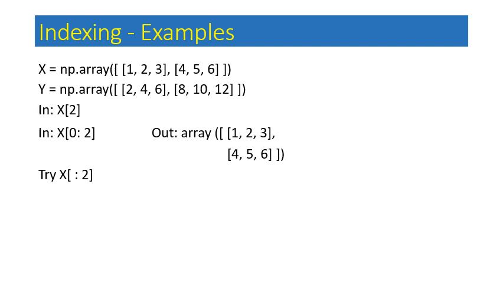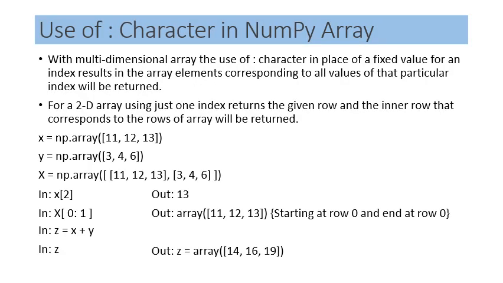So slicing an index could be, for example, x = np.array([1, 2, 3, 4, 5, 6]), and y = np.array([2, 4, 6, 8, 10, 12]). Where your input is x[2], where your x can be 0, 2, the output array can be 1, 2, 3, 4, 5, 6, right? And then you can try x[::2]. So using the characteristics of a NumPy array with its dimensions, the index result means the array elements corresponding to that particular index will be returned.